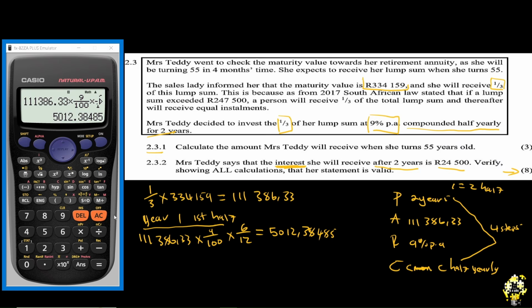5,012.38485. It looks like we are going to be getting a lot of decimals. We'll try to cap some of them, even though they are not final answers, so that our calculations can go smoothly. Are we done here? No. What are we calculating? Interest. What's next? Total. So we are going to say that the principal amount plus the interest that we received in the first half of the first year, 5,012.38485. What do we get? Since it's already here, we can say 111,386.33.